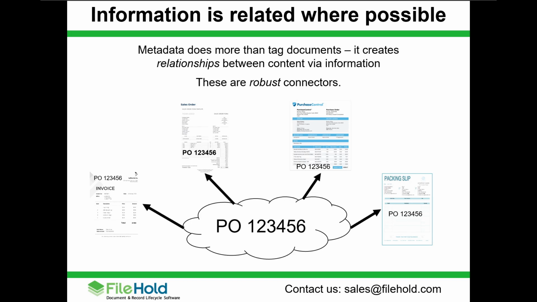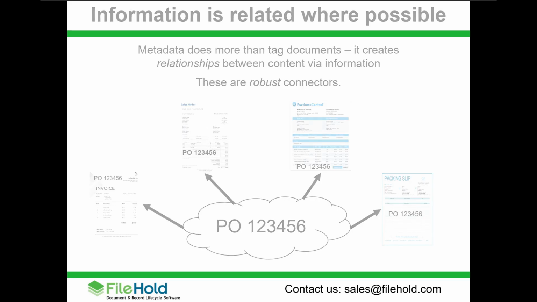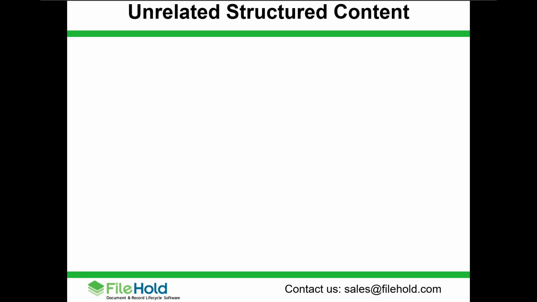So if I search for one point of value, if I'm looking for one piece of information, I find the others just as easily because they are related together. This is a robust connection. It doesn't matter where I put these documents, it doesn't matter where I store them, the relational database still shows this information tagged together. So let's take that idea and look at unrelated structured content.